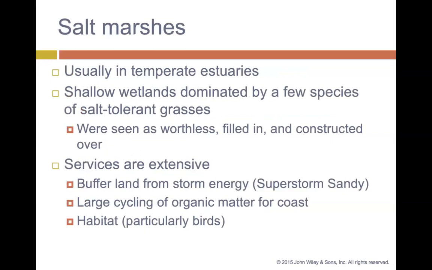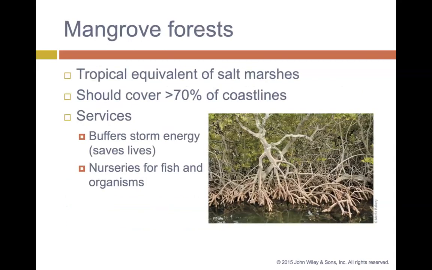Salt marshes are usually in temperate estuaries. They're shallow wetlands that are dominated by a few species of salt-tolerant grasses. They were once seen as worthless, filled in, and constructed over, but the services are extensive. Salt marshes help to buffer land from storm energy, like in the Superstorm Sandy situation. There's a large cycling of organic matter for the coast, and it's a huge habitat for birds.